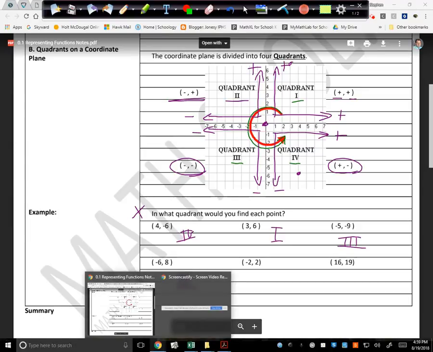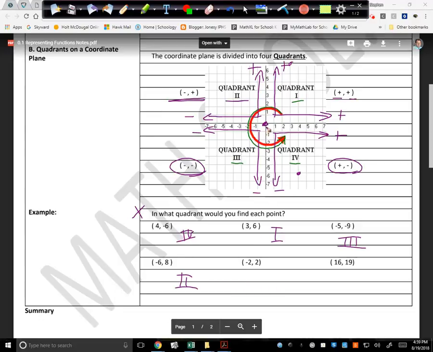It'll go away. Okay, the next one, -2, +2. -2, +2 is right there. Still quadrant 2. Next one, 16, 19. Those are both positive numbers, so it has to be in quadrant 1. So that's all there is to that.